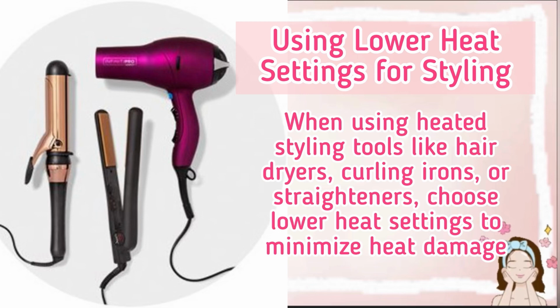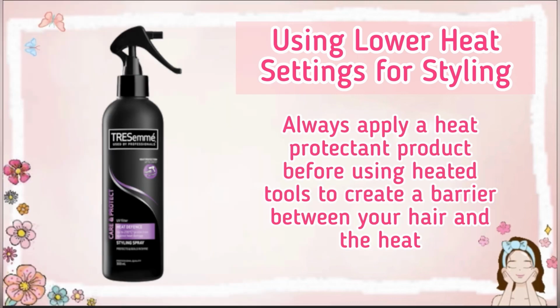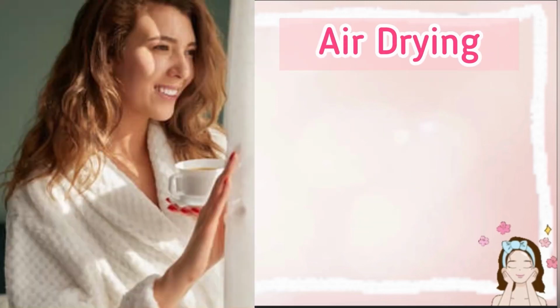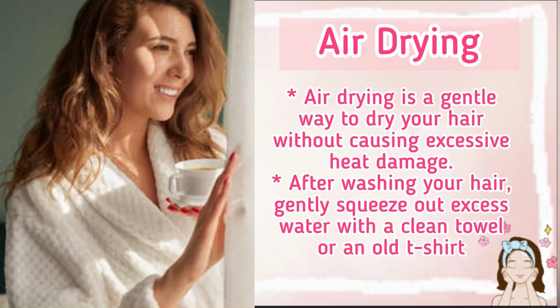Using low heat setting for styling. When using heated styling tools like hair dryers, curling irons or straighteners, choose a lower heat setting to minimize heat damage. Always apply a heat protectant product before using heated tools to create a barrier between your hair and the heat.